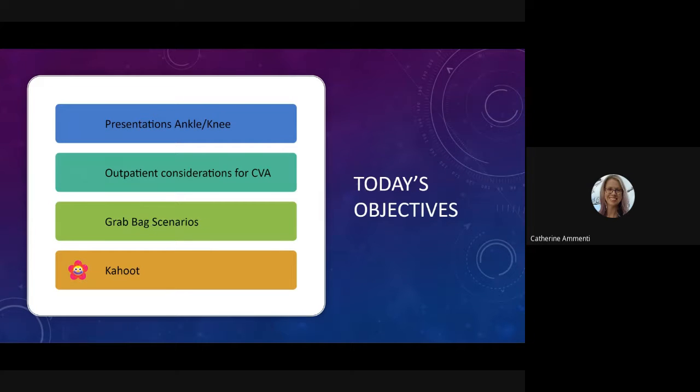The next class, there will be the presentations for ankle and knee, so you'll be writing a SOAP note for that, so make sure you look over those case studies. And then we'll answer questions regarding this video and on outpatient considerations for your neuro patient or your CVA patient. And then we're going to do some grab bag scenarios where you're going to be looking at some case studies together, and then Kahoots for fun, because, you know, who doesn't love a Kahoot quiz?